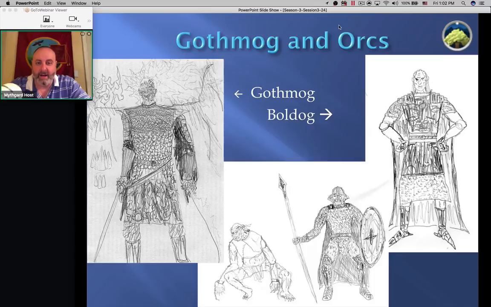Okay. So Gothmog and the orcs. Now, we want Gothmog to be, I mean, of course, the Balrog is not enormously distinct. So, did we decide what we wanted the Balrogs to look like? We kind of needed to have decided this, right?